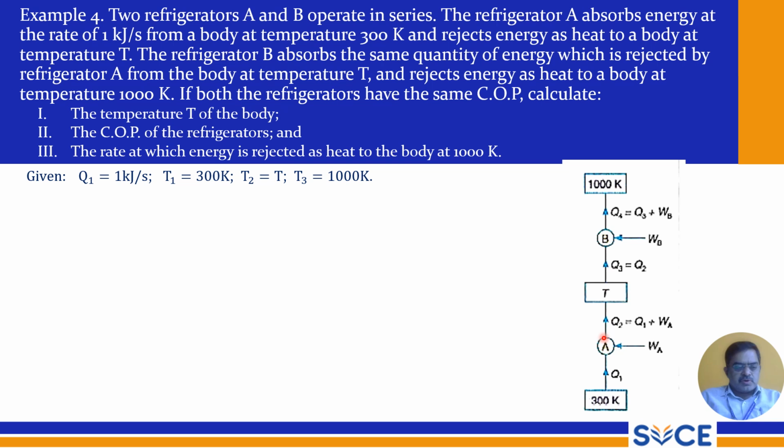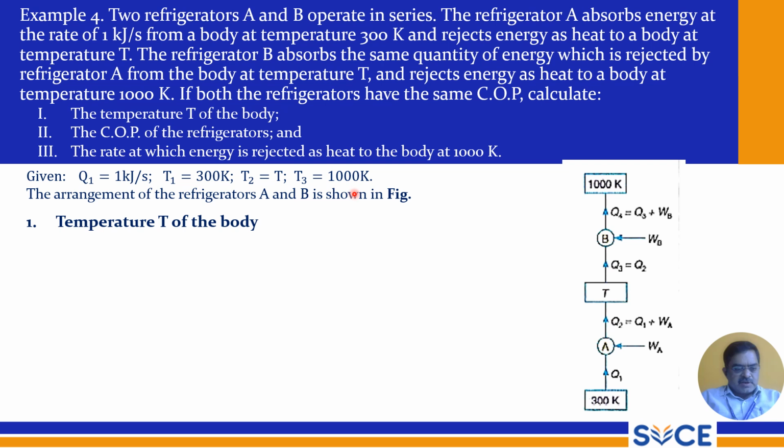So Q1 equal to 1 kilojoule per second, that is given in the problem. Q1 is the heat absorbed. Refrigerator A absorbs energy at the rate of 1 kilojoule per second. That is Q1, and T1 is 300 degree Kelvin. T2 equal to T, and T3 equal to 1000 degree Kelvin. So the arrangements are as shown in the figure, and we can see the temperature T of the body here.